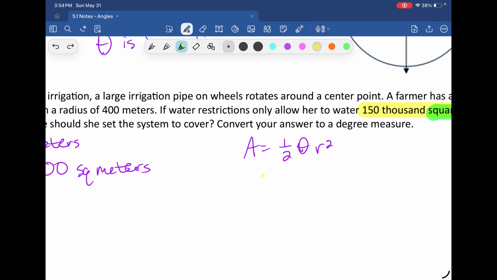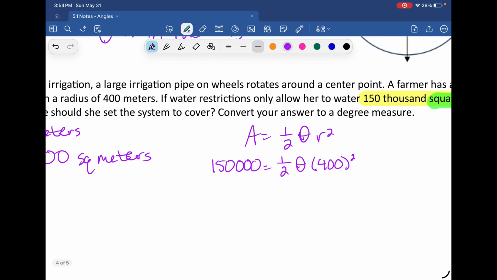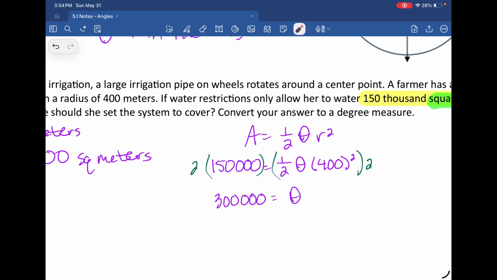Okay, so area, 150,000, equals 1/2 theta times radius squared. I'm going to do this without a calculator for the most part. The first thing I'm going to do is get rid of the 1/2 by multiplying both sides by 2, the reciprocal of 1/2. So that's going to give me 300,000. I am also going to evaluate 400 squared. 400 squared is 160,000.